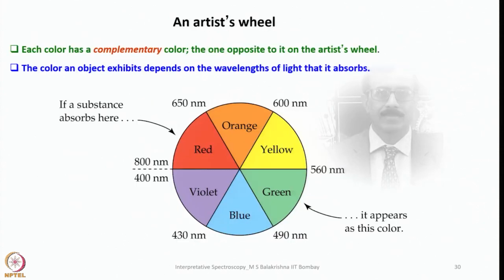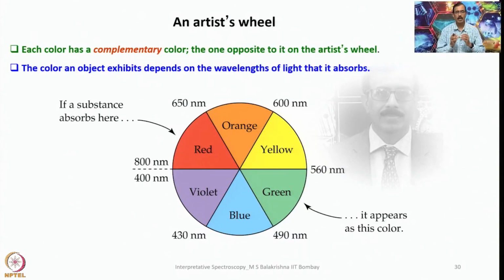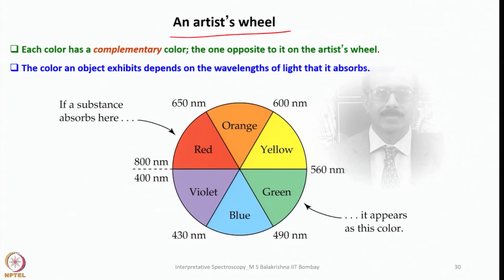Now it is very easy to understand what kind of color a substance shows, and what it is due to, just by looking at the artist's wheel. Each color has a complementary color, the one opposite to it on the artist's wheel. The color an object exhibits depends on the wavelength of the light that it absorbs. For example, if a substance is absorbing red color, it appears as green. If it appears orange, it is absorbing blue color, or if it is absorbing blue color, it appears orange.